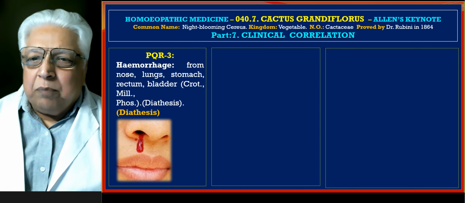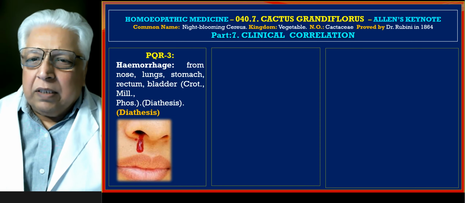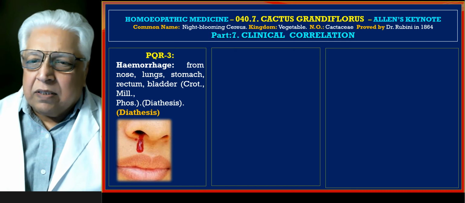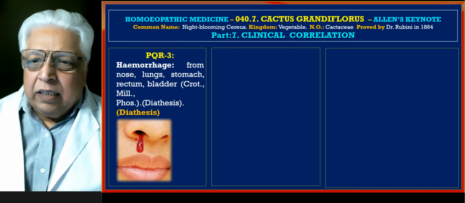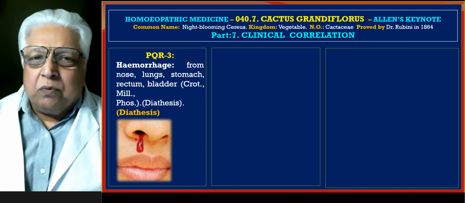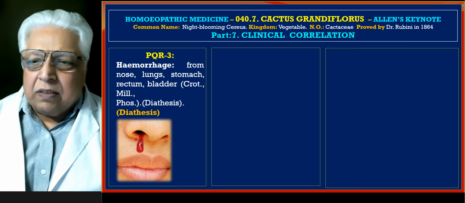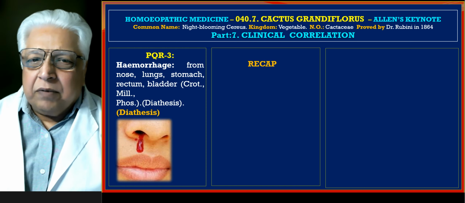Friends, we go to the PQR3, hemorrhages from nose, lung, stomach, rectum, bladder, and we have some of the important corresponding remedies: Crotalus, millefolium, phosphorus. This tells us about the diathesis part, predisposition, genetic predisposition or intrinsic predisposition to the patients who belong to Cactus Grandiflorus. So they have epistaxis.